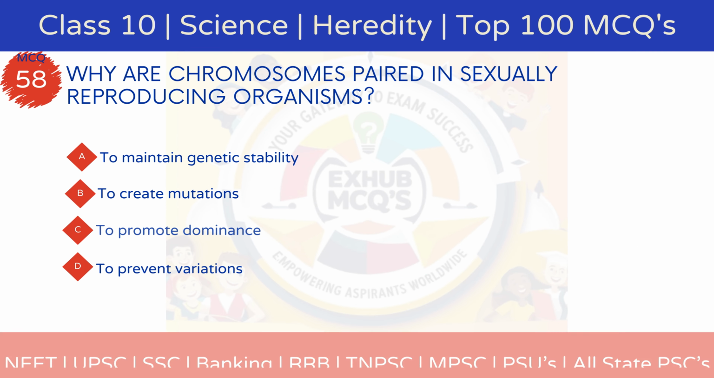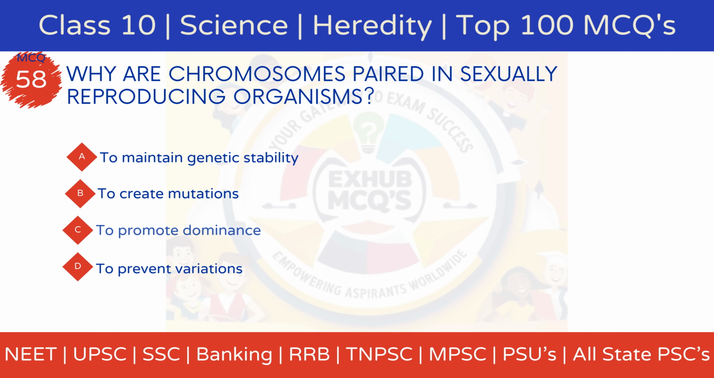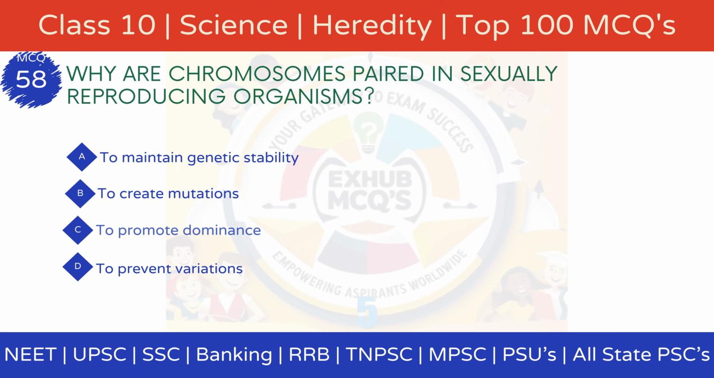MCQ 58. Why are chromosomes paired in sexually reproducing organisms? Option A, to maintain genetic stability. Option B, to create mutations. Option C, to promote dominance. Option D, to prevent variations.